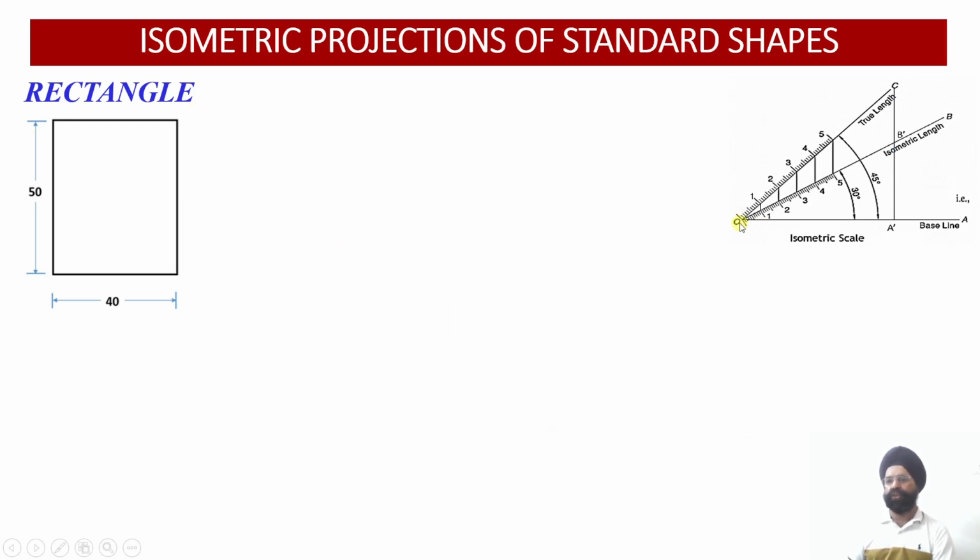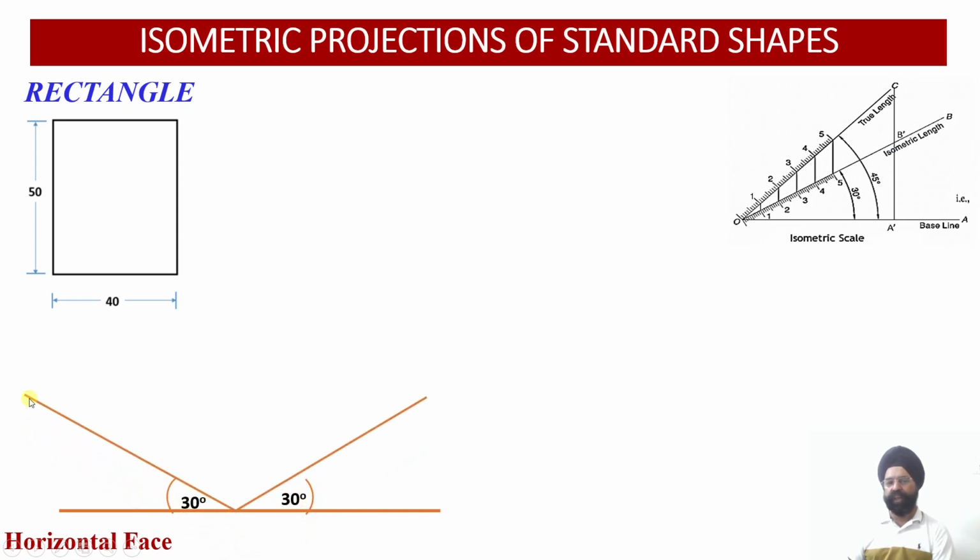So once again, as usual, start with construction of the isometric scale. And now once we have drawn the scale, we have to start with the horizontal face. So in the horizontal face, we have discussed that two basic axes we are going to use, that is the x-axis and this is your z-axis.